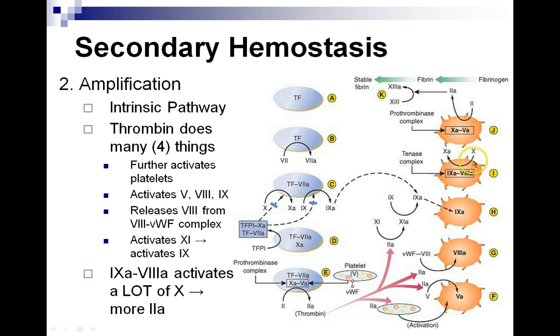Why is it called tenase? Because it cleaves factor 10 into activated factor 10A. And 10A plus 5A that we had lying around from before becomes the prothrombinase complex, which makes a lot more activated thrombin. And now thrombin can go to work making a very useful and stable clot.